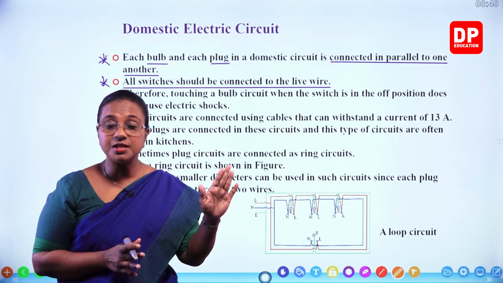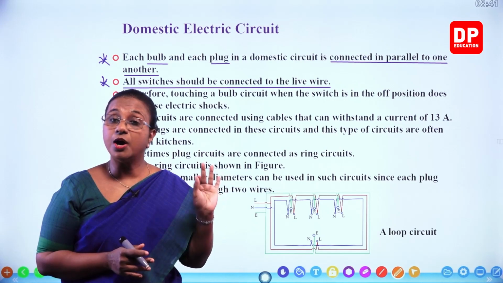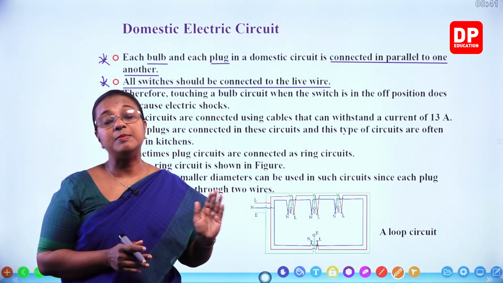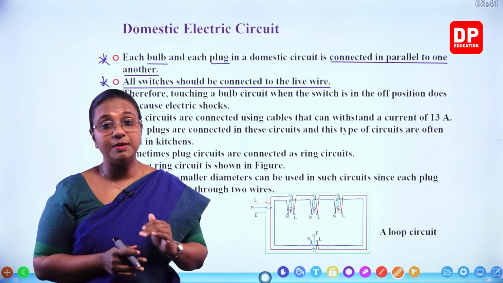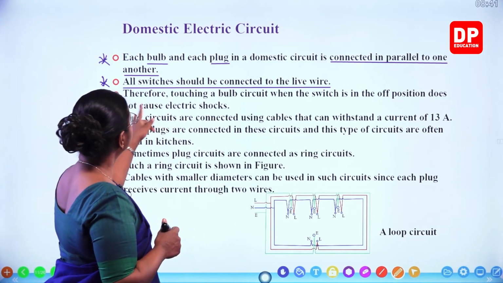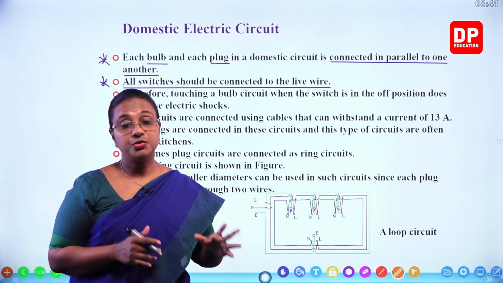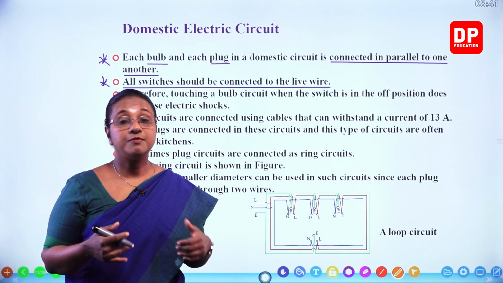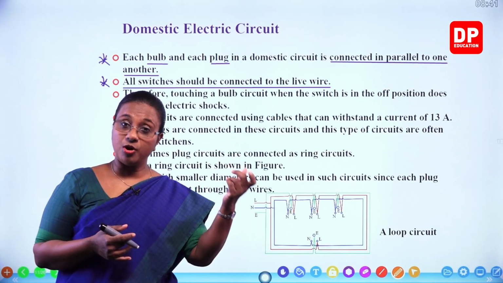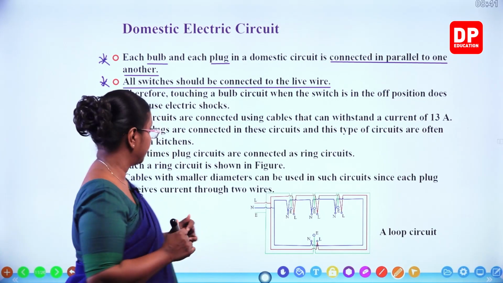So as you switch the light off, with the switch in the off position, there will be no current flowing into the light bulb or the electrical appliance. So that is why all switches should be connected to the live wire. It actually protects us from getting electrocuted if we are going to change a bulb or something. So that is something you have to remember, students.